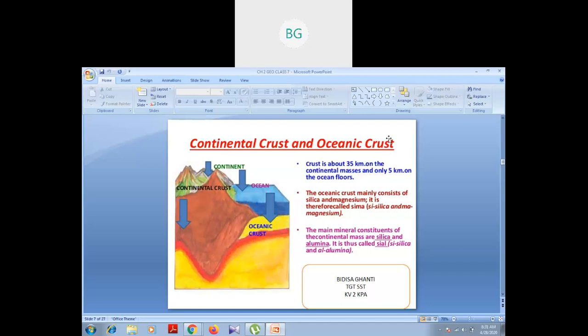So from this we can say that the continental crust and the oceanic crust are the two main types of crust. The oceanic crust generally consists of silica and magnesium, and the continental crust generally consists of silica and aluminium. So from here you can write the main difference between SIAL and SIMA.